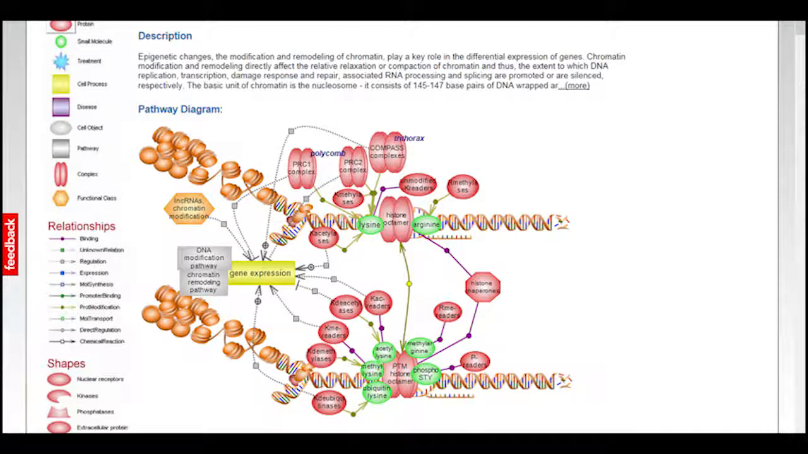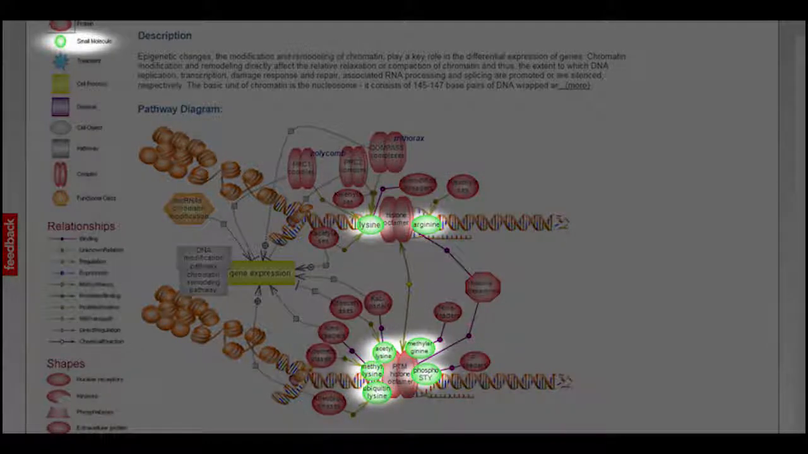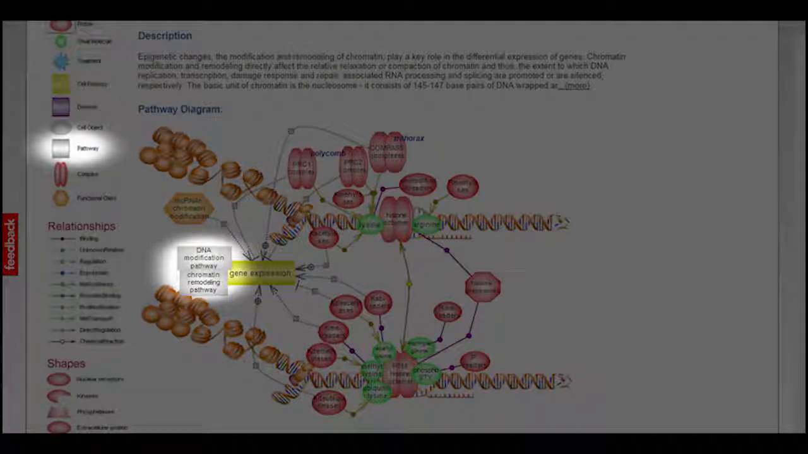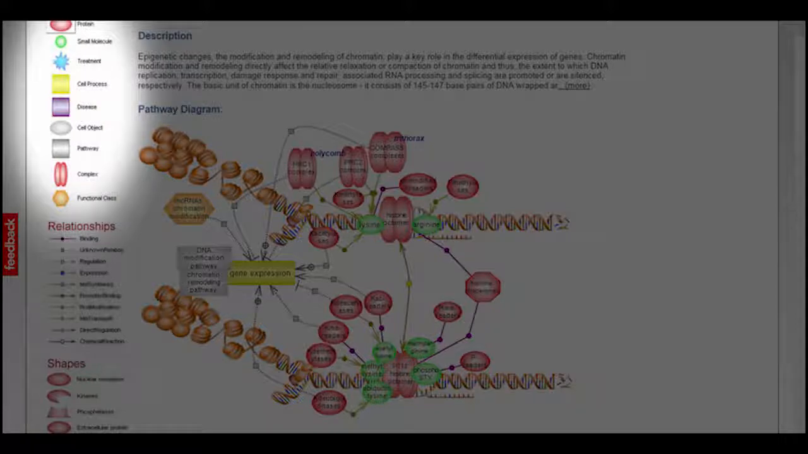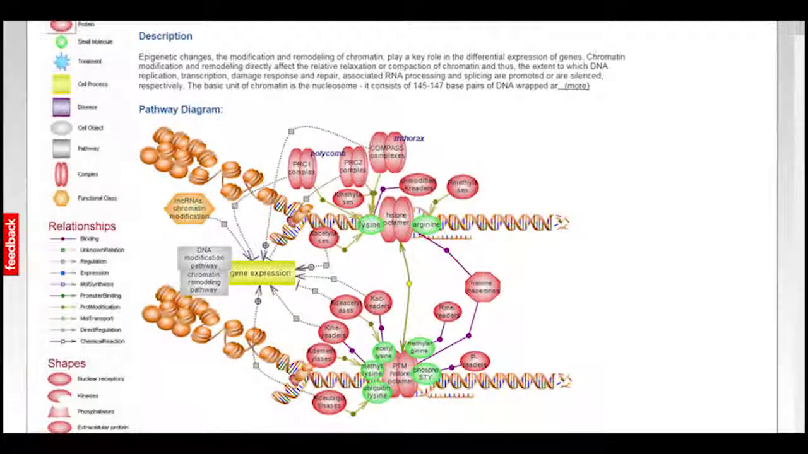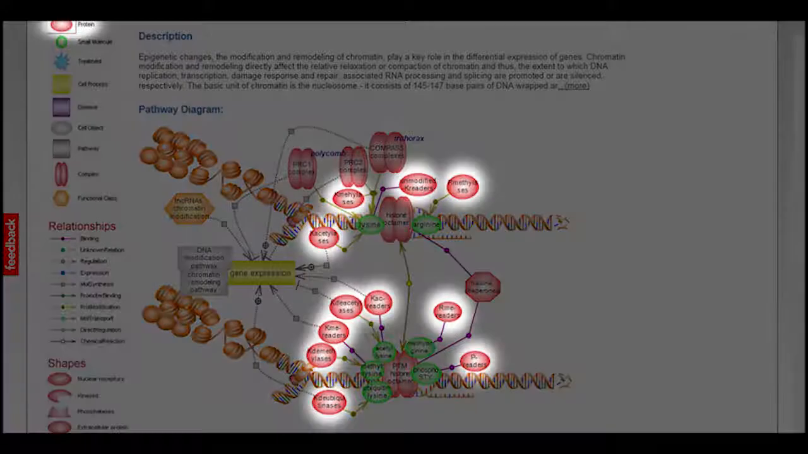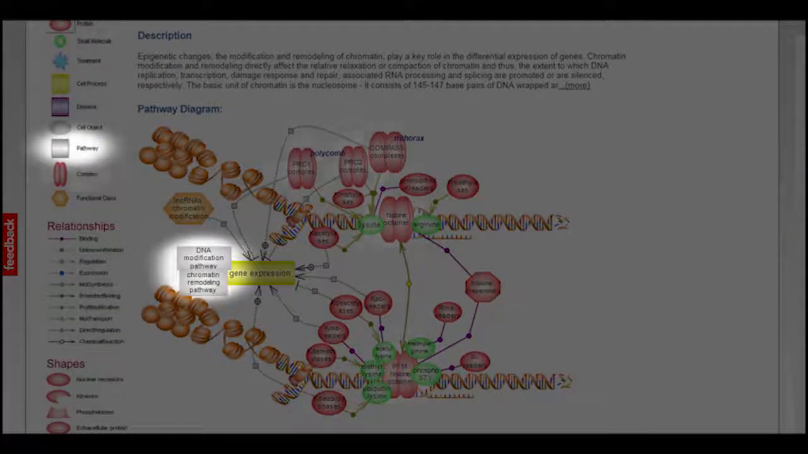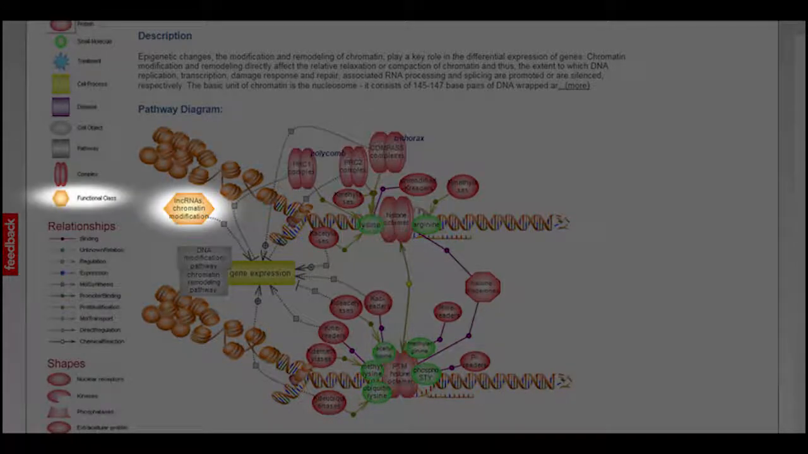The diagram itself consists of a number of different icons. Each icon represents a component of the pathway, such as a protein or small molecule, a downstream effect such as gene expression, or a connected pathway. The legend on the left indicates the data types represented by each shape. This particular pathway diagram consists of proteins, small molecules, a cell process, other pathways, complexes, and a functional class.